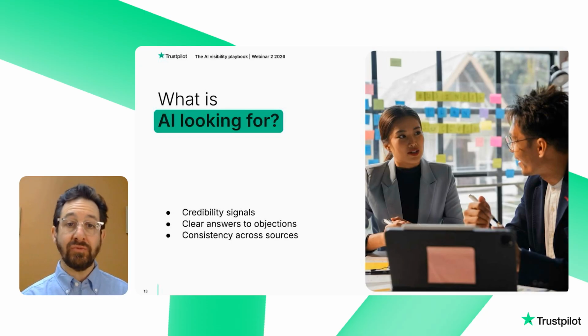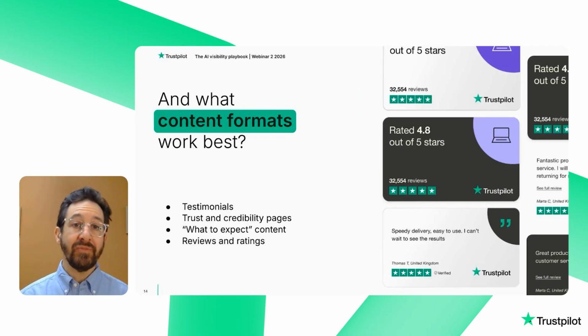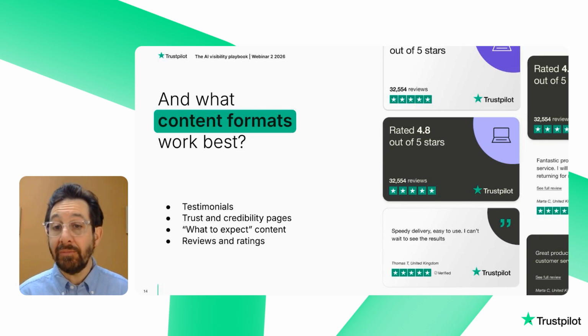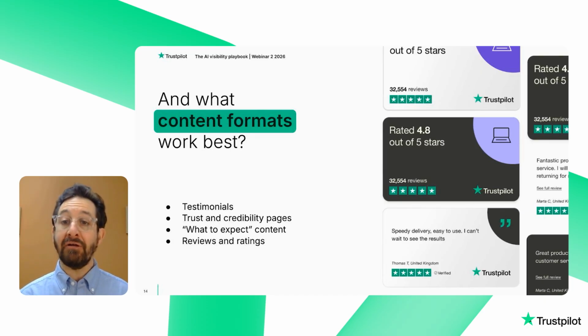And so what kind of formats would be helpful at this phase of the funnel? Well, we're looking at things like testimonials, right? Like people telling their story. We're looking at credibility pages or other types of trust signals. Maybe pages about what to expect when you become a customer, right? What's that experience like? And obviously reviews are very, very helpful at this stage because, again, they are a real human voice talking about a product or a service, right? And so that can build a lot of credibility and help these AI systems validate other information that they've gotten.